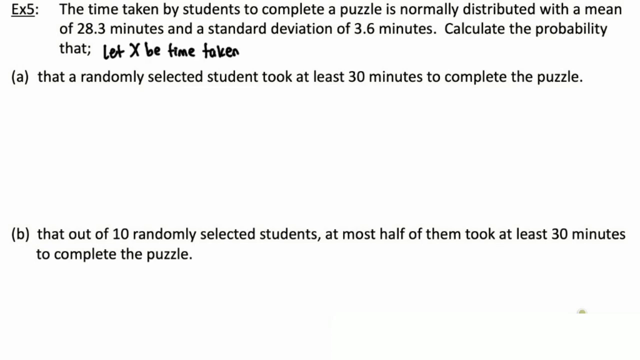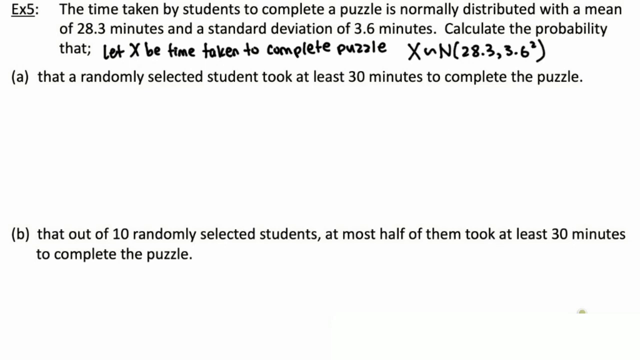So we will start by defining our random variable x to be the time taken to complete the puzzle. Now this is very important that we take the time to define our variable, because as you can see in the solutions, our distribution ends up changing. So we need to introduce a new variable. Let's see what we mean by that.